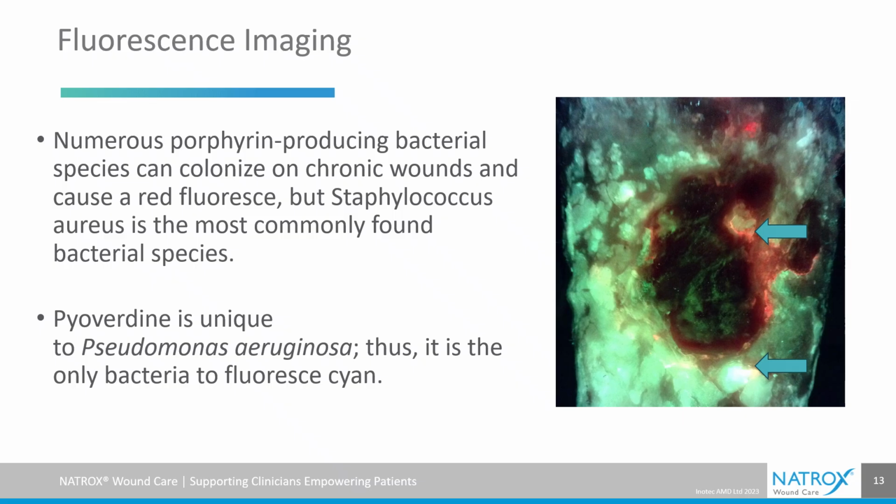Numerous porphyrin-producing bacteria species can colonize on chronic wounds and cause this red fluorescence. Typically, Staphylococcus aureus is the most commonly found bacterial species in these wounds. You can see the red fluorescence in the picture on the screen. Pyoverdine is unique to Pseudomonas. Thus, it is the only bacteria to fluoresce a cyan. And you can see the second arrow will show you areas of that cyan fluorescence, indicating Pseudomonas is present in that tissue.